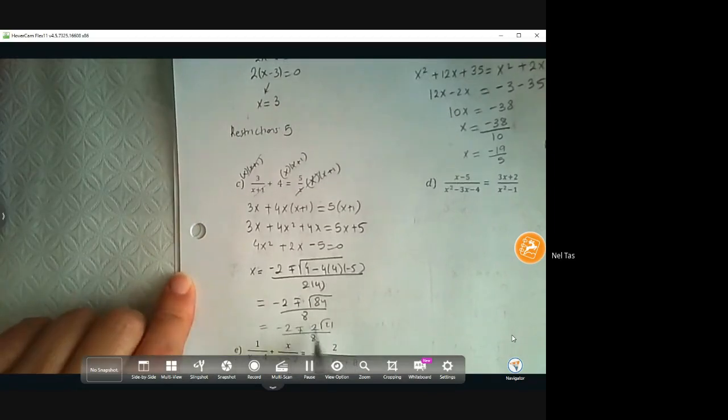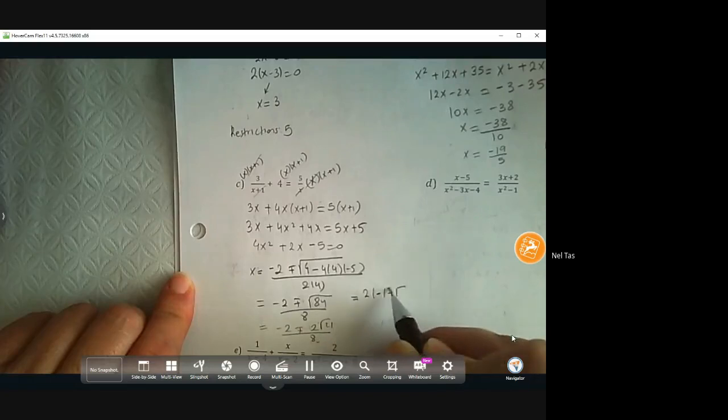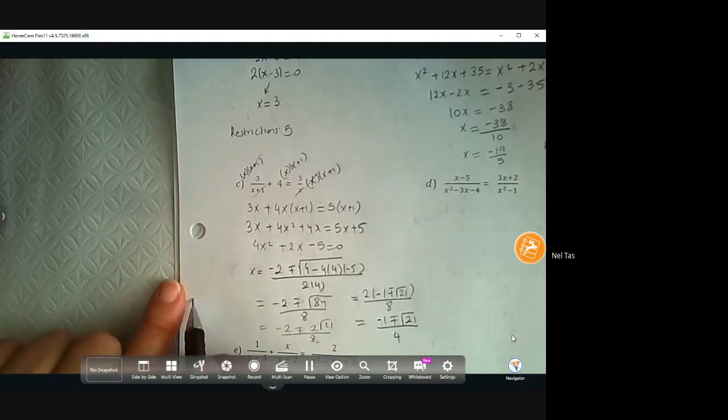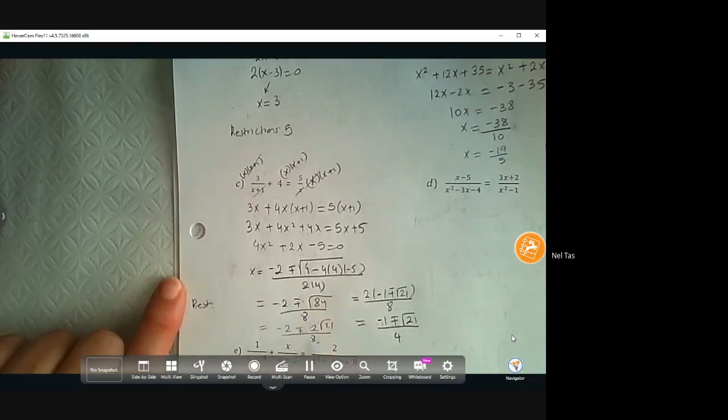Now all the terms are divisible by 2. So we are going to factor 2. That gives you 2(-1 ± √21) over 8. Now simplify 2 and 8. That gives you (-1 ± √21)/4. So if you look at the restrictions, the first one gives you -1, since x + 1 = 0 gives x = -1.